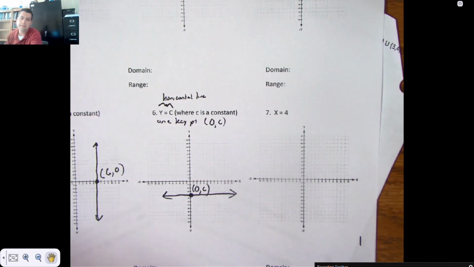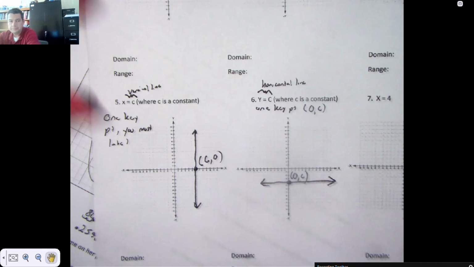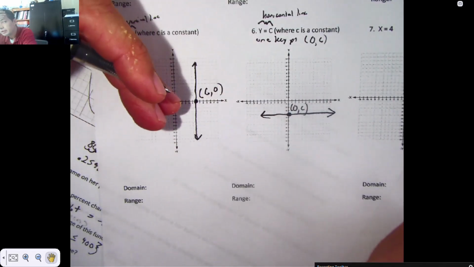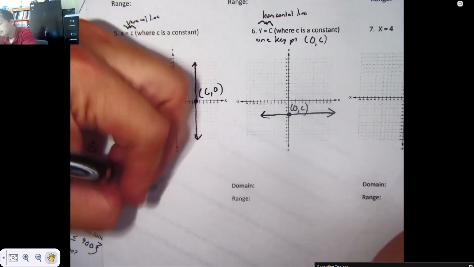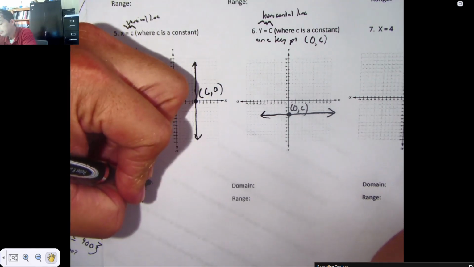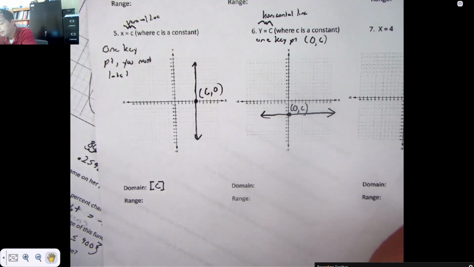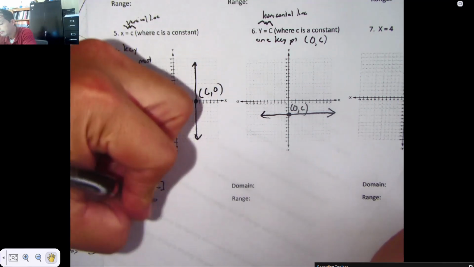Now, I jumped ahead to that, and I should have also done the domain and range of the functions I was looking at, but I did not. So I go back to this vertical line. Her domain is very simple, all right? It's the constant. If you're using set builder, or if you're using interval notation, it's this. The range is top to bottom, forever and ever, negative infinity to infinity.